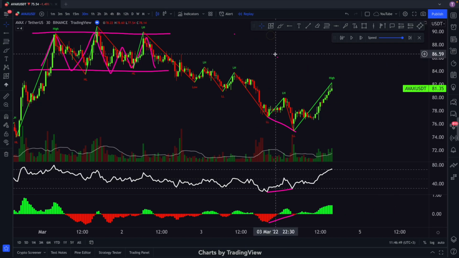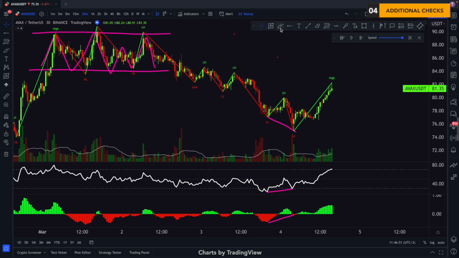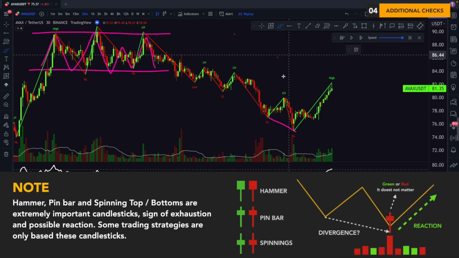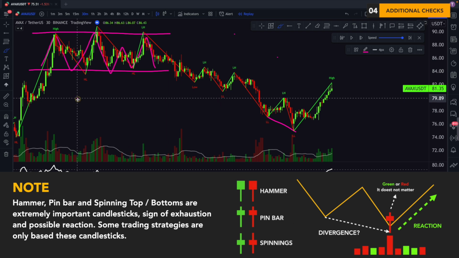Now before the entry, I want to teach you a couple of things first. These are little confirmations that you can check out before entries. You'll be seeing these in every chart. Three important candlesticks: pin bars, hammers, and spinning tops and bottoms. These are really special candlesticks that every single trader should know.